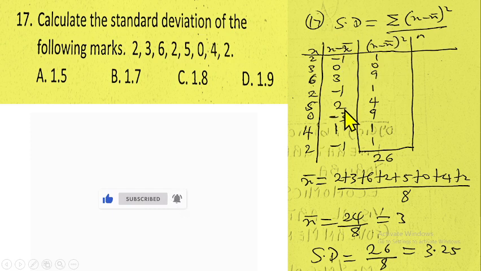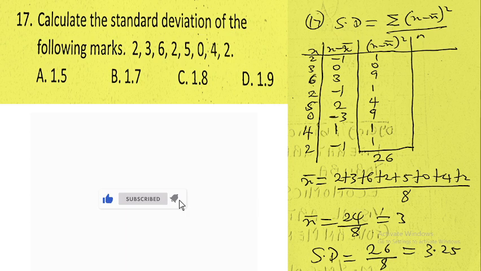Then from there you have to take the square of all these numbers, and that should give us 1, 0, 9, 1, 4, 9, 1, 1. If you sum it up, that will give us 26. So that's what you have here, 26 over 8 equals 3.25. Then now you need to find the square root of this. You have to find the square root of 3.25, and that will give us the answer.